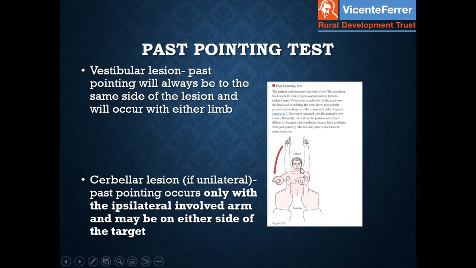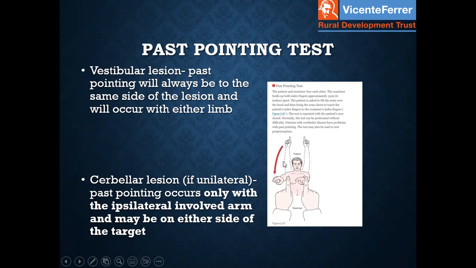In vestibular lesion, if the right side is affected, what happens? The fast pointing will be to the same side of the lesion and will occur with either limb. So it happens with both limbs, not just right or left. If there is a right vestibular lesion, this fast pointing will happen to the right side with both upper limbs. Whereas in cerebellar lesion, this fast pointing happens either to the left side or right side, but with the ipsilateral limb. Is it clear for everyone?